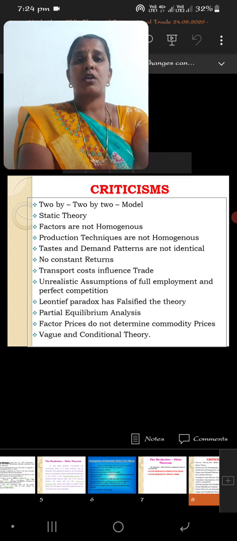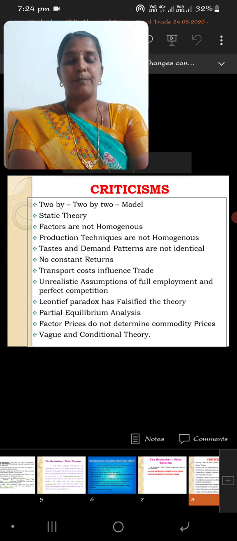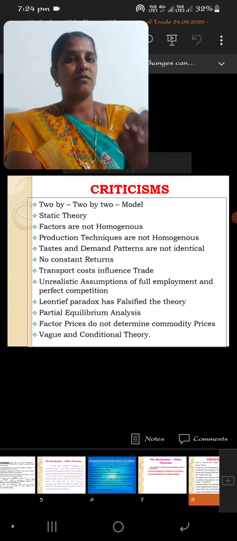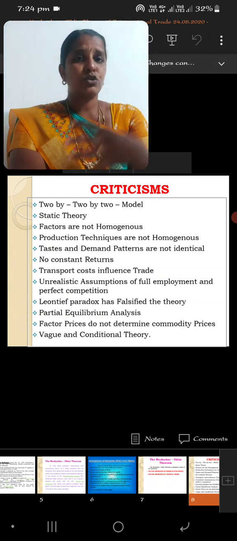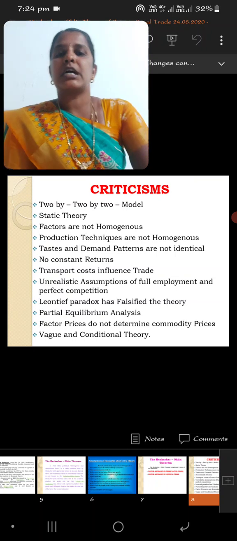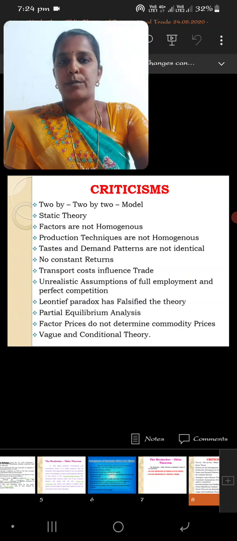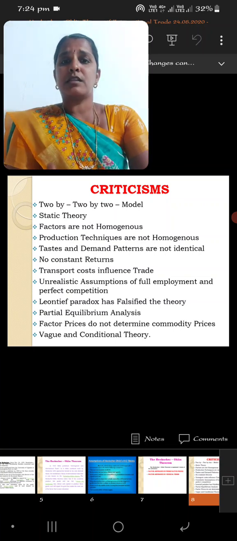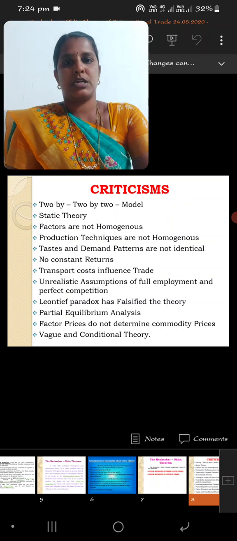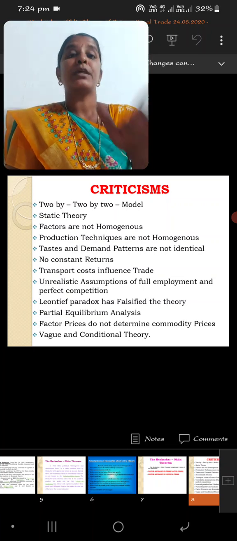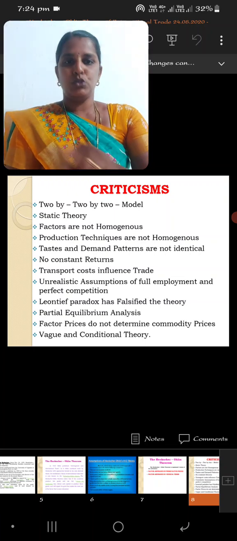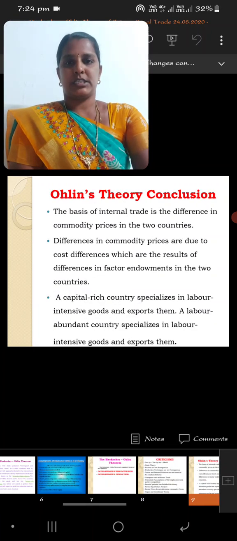Static, so here we are not concentrating on the dynamic theory. Dynamic means changes, static means constant, so whatever is used from beginning to end. Then the unrealistic assumptions of full employment and perfect competition, and the Leontief paradox, are classified in this theory. Partial equilibrium analysis is not possible in this theory because they follow only general equilibrium analysis. So factor price does not determine the commodity price.